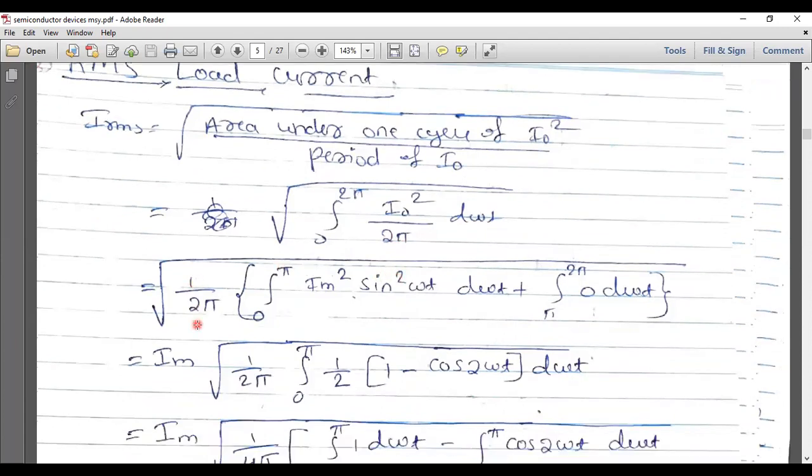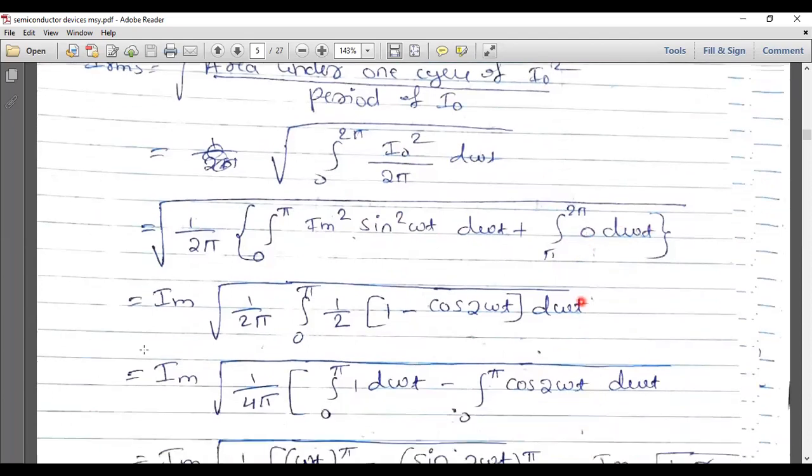So 1 by 2π will be kept outside, and for 0 to π we get the answer I equal to Im sin omega t. But here I naught square is there. So Im square sin square omega t, and the other part will become 0. This Im square, when I take it outside of the square root, will become Im. Under the square root 1 by 2π as it is, 0 to π.